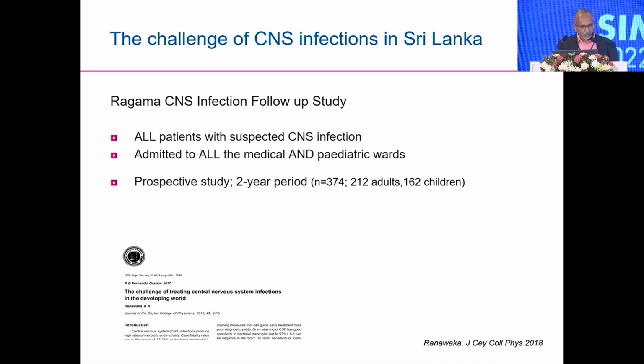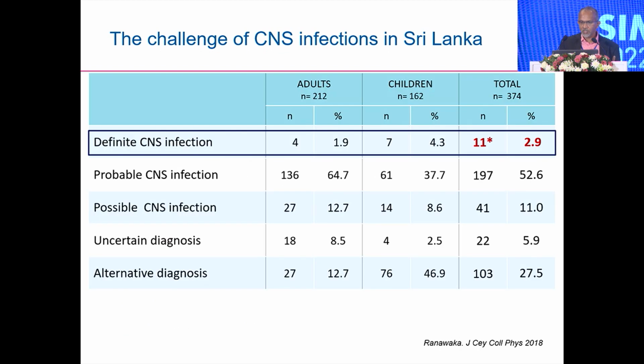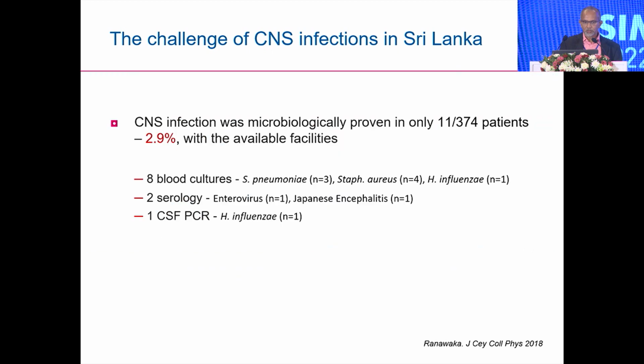So we did a follow-up study, this time with all the adults and all the children, again over a 2-year period. Did we fare any better? Very slightly, up to close to 3%, where we were able to identify an infection. Positively document CNS infection by a culture or some other method. 8 again by blood culture and serology, and 1 by PCR. PCR was not routinely available, so this is something that was done in the private sector.